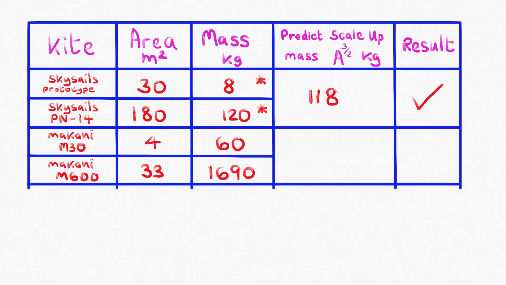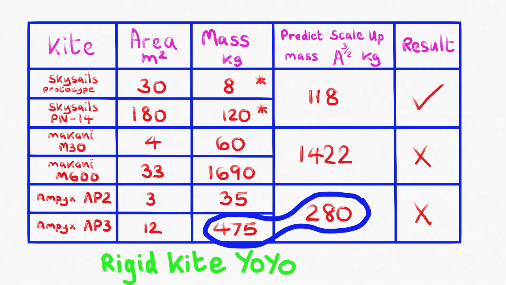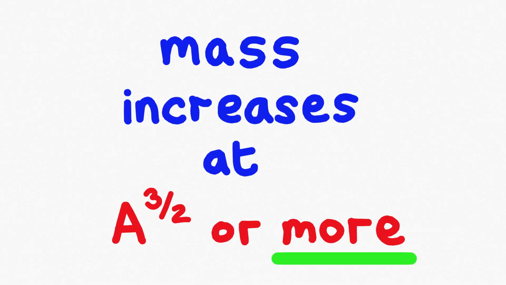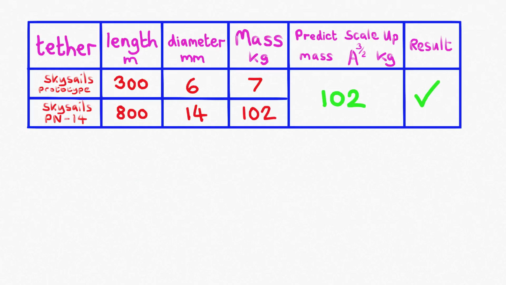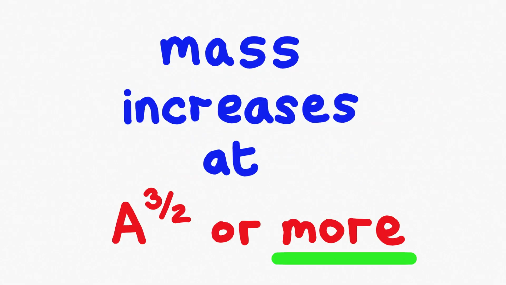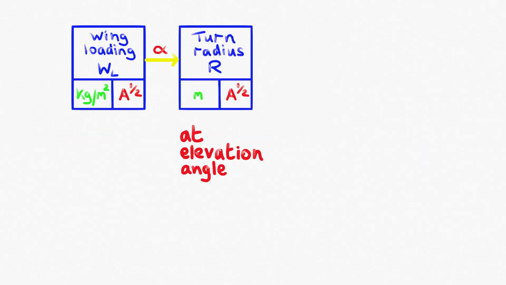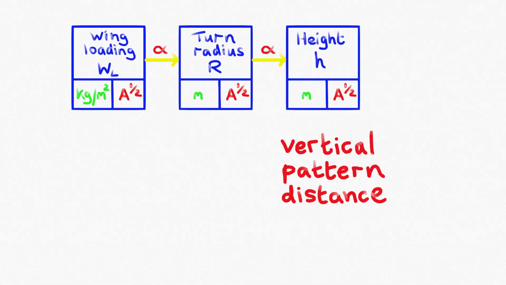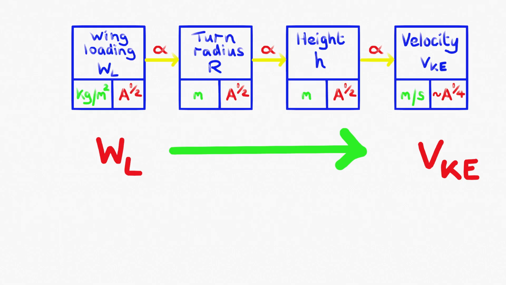All kites scale up in roughly the same way. Mass increases faster than area. Similarly, the tether mass to area scales with the cube square ratio. The wing loading is proportional to the loop size, and hence the kinetic energy loop velocity.